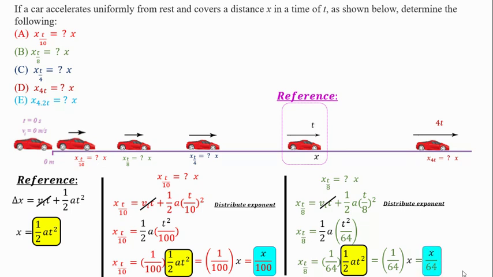So traveling for 1/8 of the time covers 1/64th of the distance, because the function here is a quadratic function. It's important that you can go forward and backward. 1/8 of the time correlates to 1/64th of the distance. If you were to do 8 times the time, it would actually cover 64 times the distance. So listen to that again if you need to and write it out.